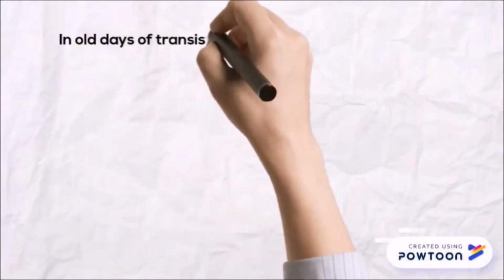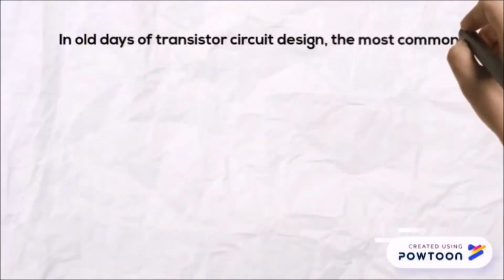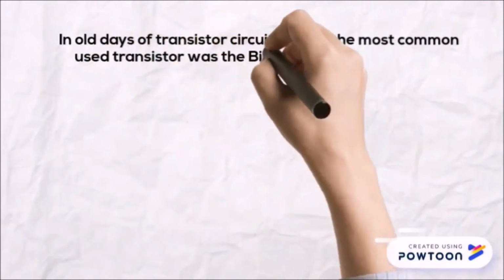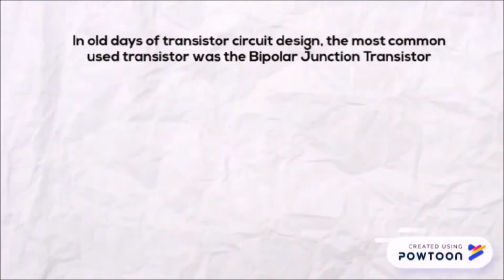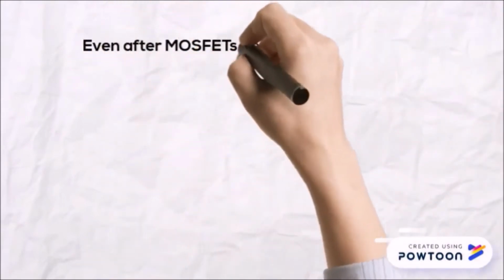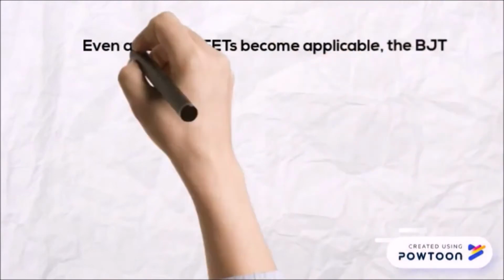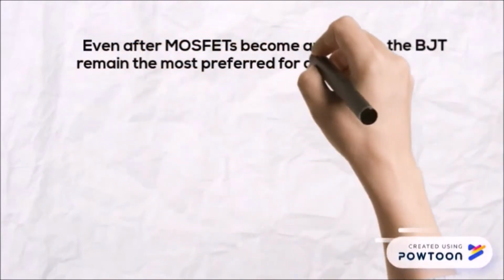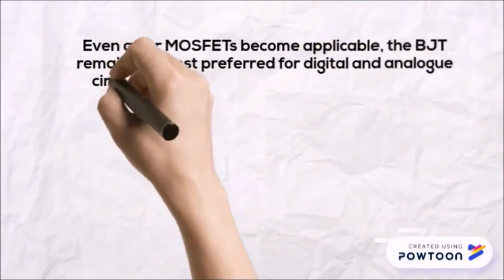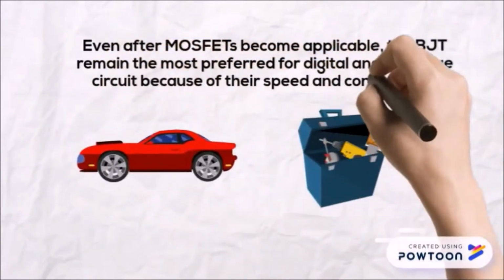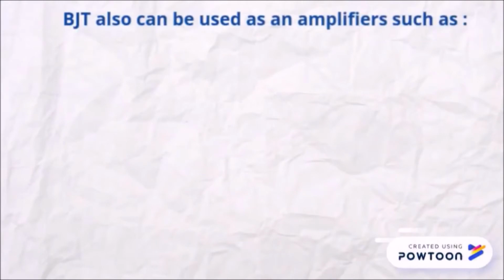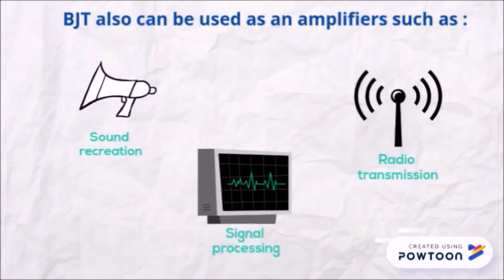In the early days of transistor circuit design, the most commonly used transistor was the bipolar junction transistor. Even after MOSFETs became applicable, the BJT remained the most preferred for digital and analog circuits because of its speed and construction. BJT can also be used as an amplifier, such as in sound reproduction, radio transmission, and signal processing.